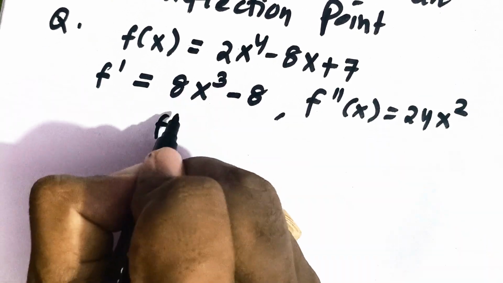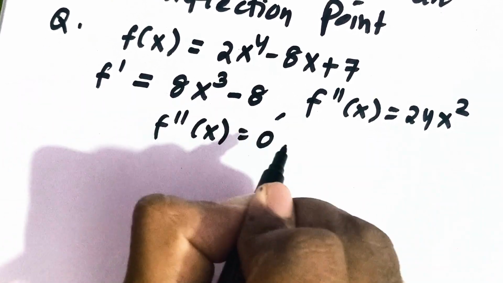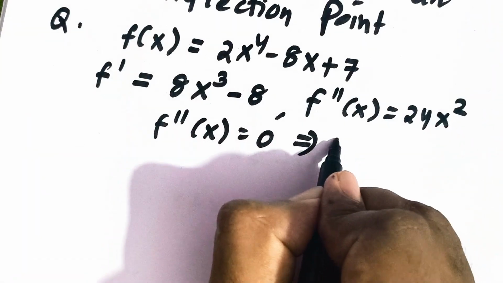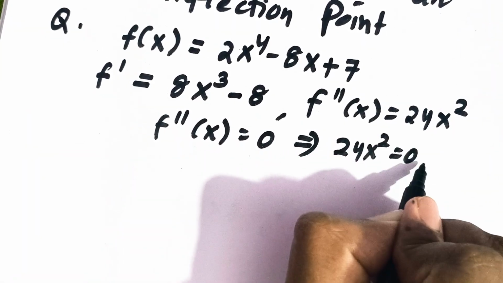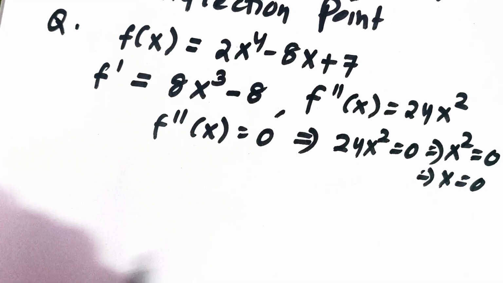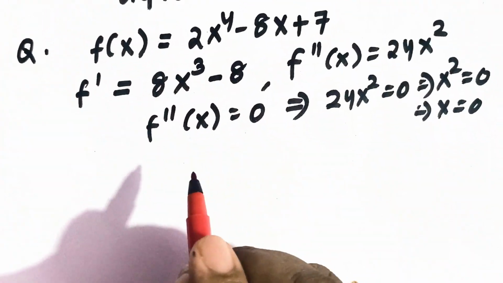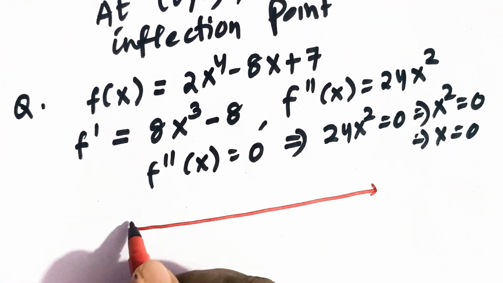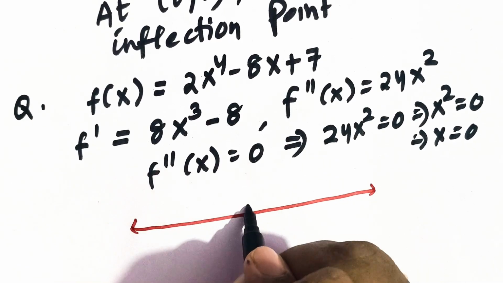Now we will find where our double derivative is 0. This is 0 implies 24x square is 0. That implies x to the power 2 is 0. That implies x is 0. So we have only one point where the double derivative is 0. Next, the sign chart: we'll plot the point 0.